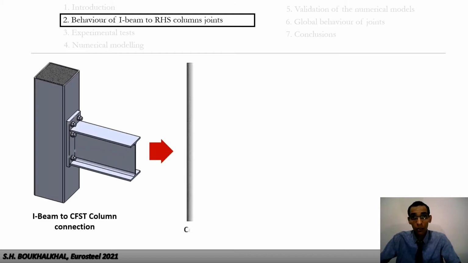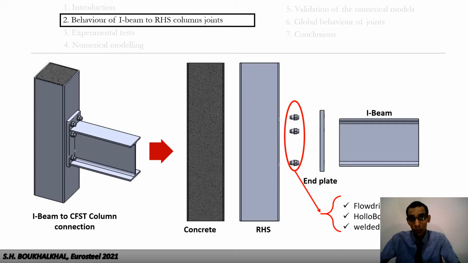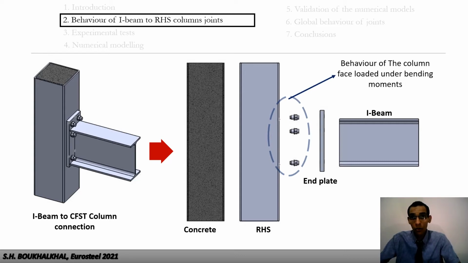Due to their symmetrical shape, hollow section joints are particularly advantageous, being more resistant to axial forces. In practice, there are different ways to connect open section to hollow section column, such as flow drill, hollow bolts, and welded studs. As well, the connection ability will be almost controlled by the deformation or strength of the face of the hollow profile and not by that of individual bolts.